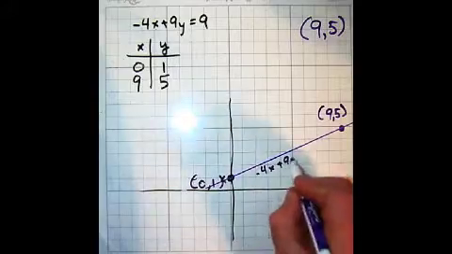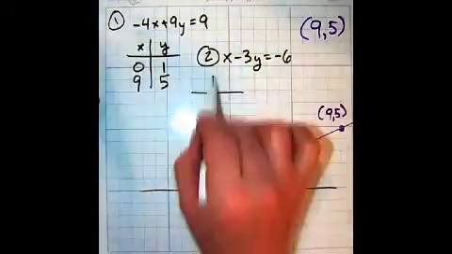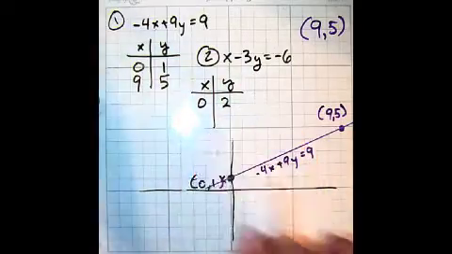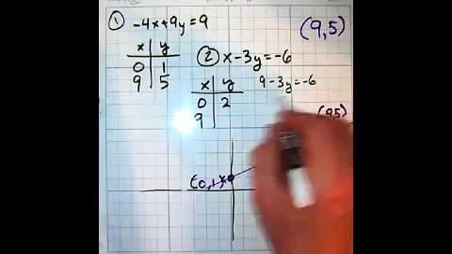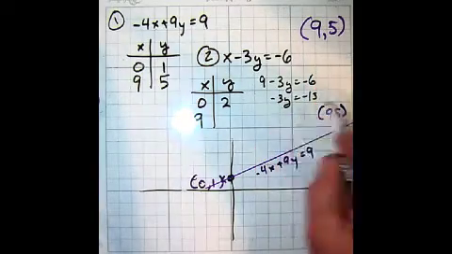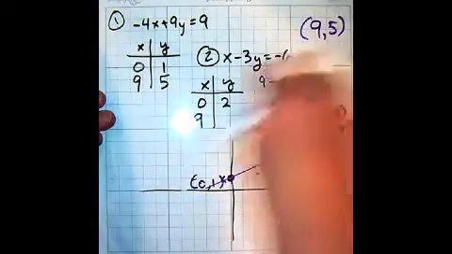Then we can also plot the second line, which of course was x minus 3y is equal to negative 6. If you substitute 0, you get 2. But if we substitute 9, well, let's just work it out here. You solve for y, and of course y is going to be equal to 5. Once again, you could do the math on the side.